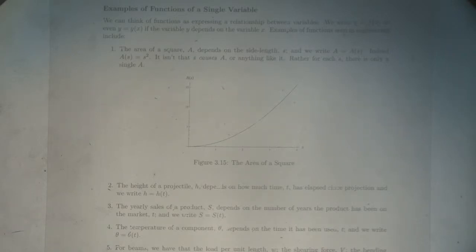Yearly sales of a product. For example, say a product is on sale for 3 years. There is one number that describes the yearly sales. The temperature of a component is a function of time. You're using something for 20 minutes. After 20 minutes, there is a temperature at that time.